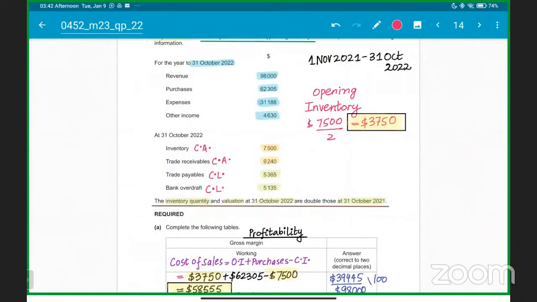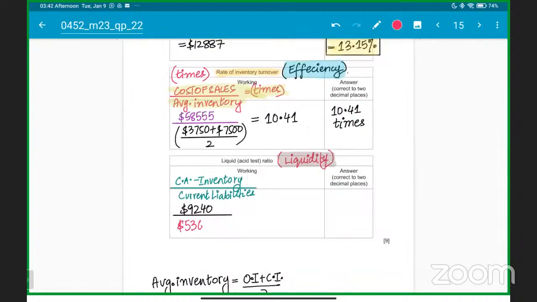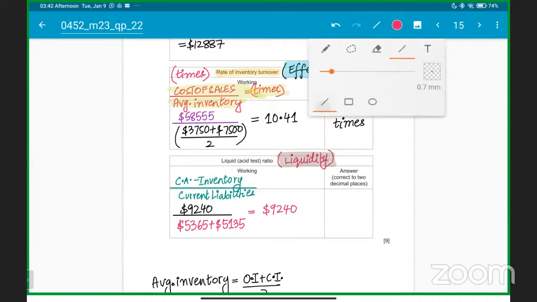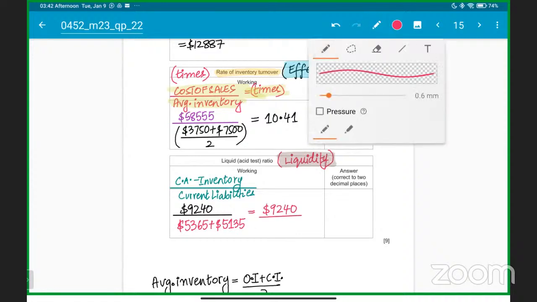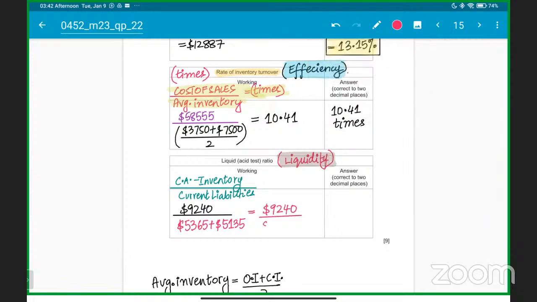So it will be 5,365 plus 5,135. Make sure you give the examiner the correct values of the current assets and the current liabilities as well. That is 10,500. Always remember, if they ask you a ratio question, theory and analysis will come in together. That is what we'll have to work out as well. So it will be 0.88 ratio 1. Okay, got it, everyone? Clear?